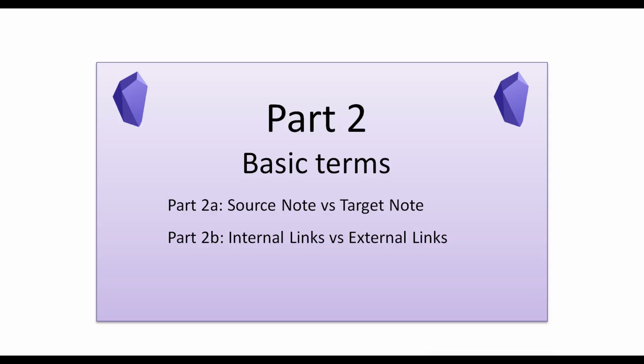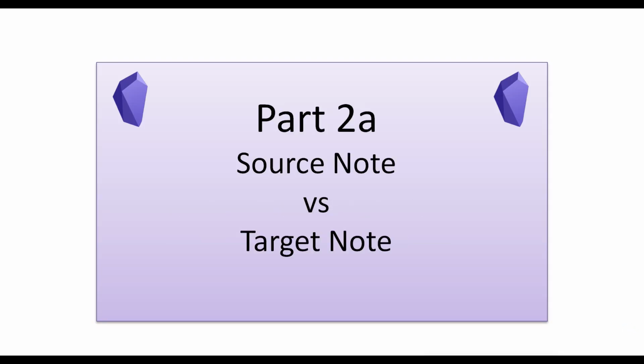Okay, some important basic terms. First, source notes versus target notes. A source note is the note in which you are creating the link. You can think of it as the starting point for your link. A target note is the note or file that you are linking to from the source note. It is the destination of your link.